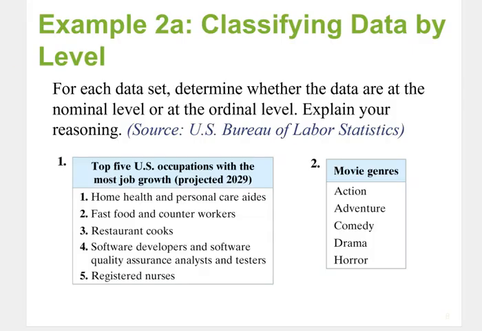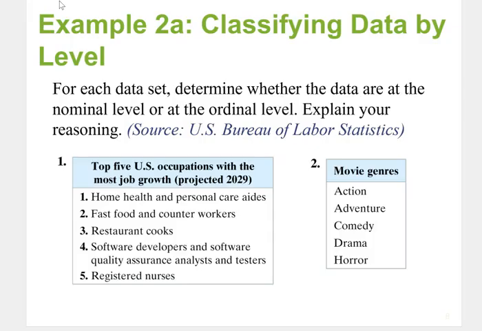Number 1, we are talking about the top 5 occupations with the most job growth. And this is all words. So is it nominal or is it ordinal? It's definitely nominal, okay? We're just talking about jobs. I can't rank them. Is it better to be a software developer or a nurse? That just depends on your personal preference. I don't think either job is better than the other. I need all these people in this list to make my life more comfortable.